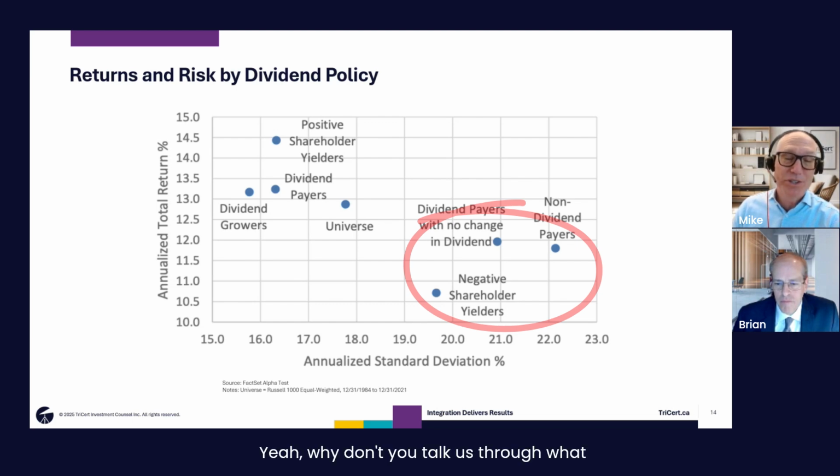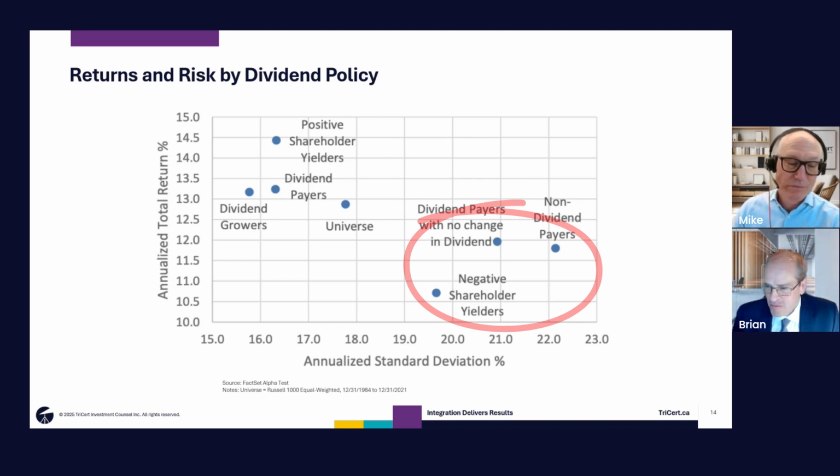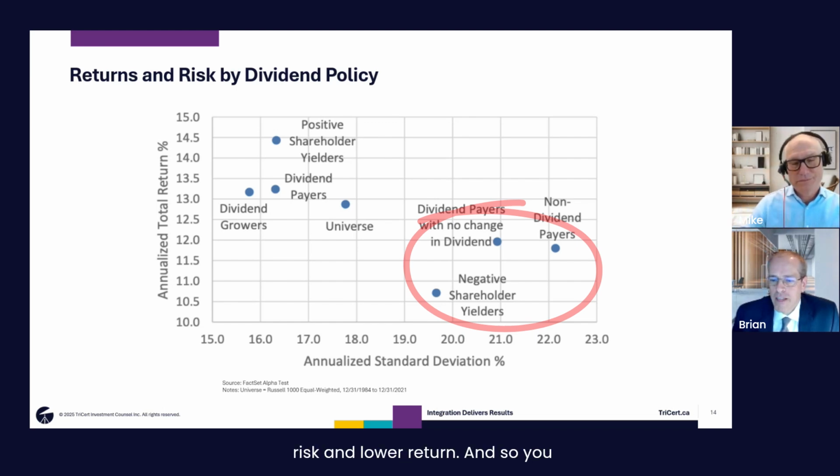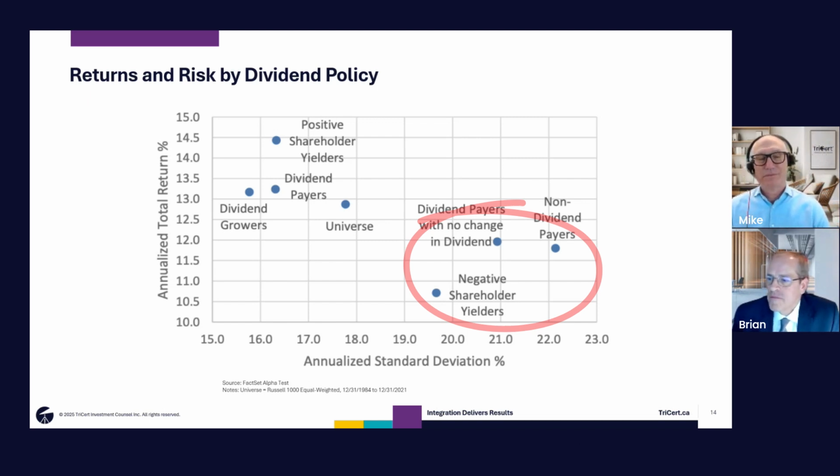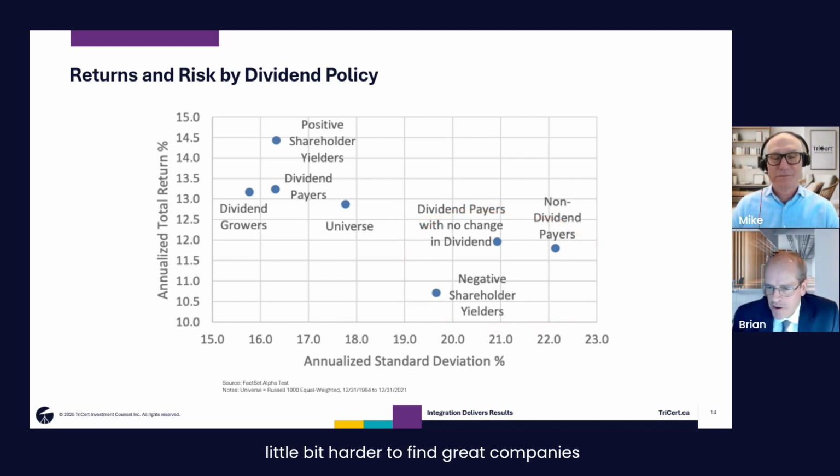Why don't you talk us through what I'm circling now here in terms of the lower right-hand side of the grid? Yeah, so the companies that don't pay dividends or never have would be that non-dividend payers as an example. So those as a class. It doesn't mean that there's not exceptions and companies that have done wildly crazy well, but as a class, as a base rate, the non-dividend payers would have higher risk and lower return. And so you can see that with the other examples of the kind of company. Just makes it a little bit harder to find great companies with those characteristics.